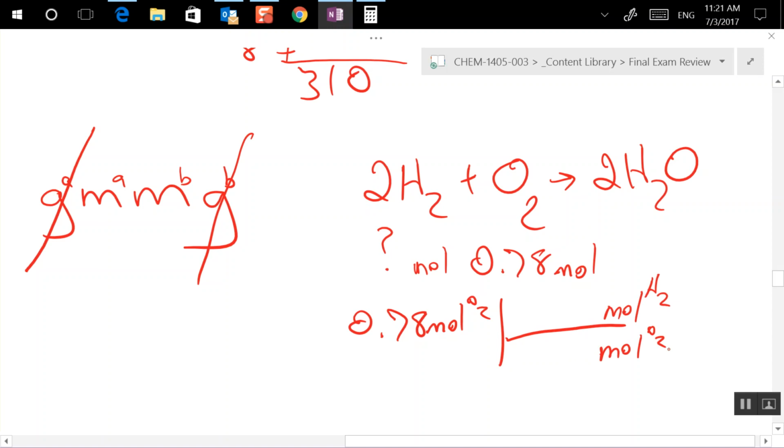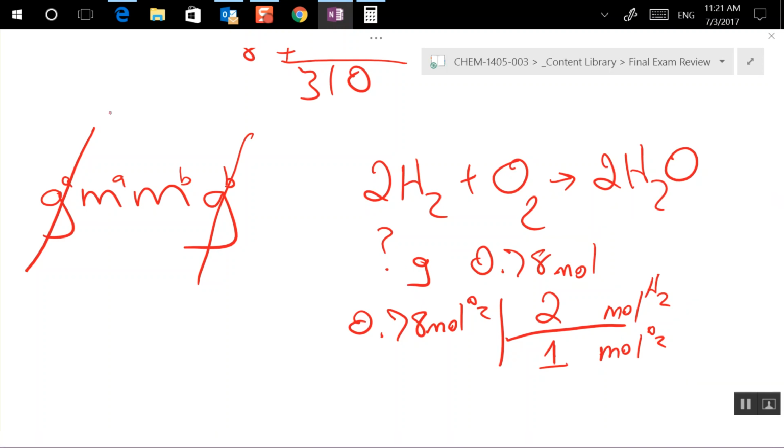Where do I find this mole-to-mole relationship? Good. What goes on top? 2 over 1. Okay? So that's how I would do it. Now, what if it didn't ask for the moles of hydrogen, it asked for the grams of hydrogen?